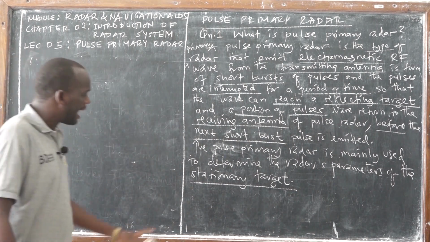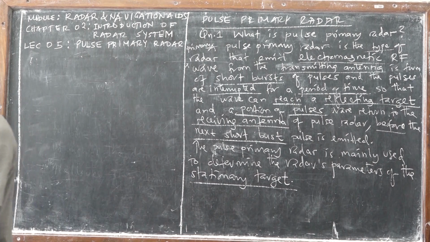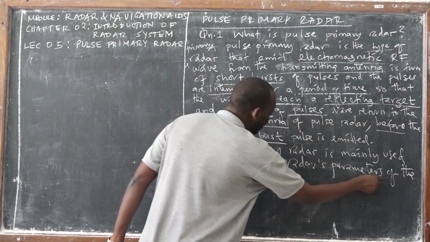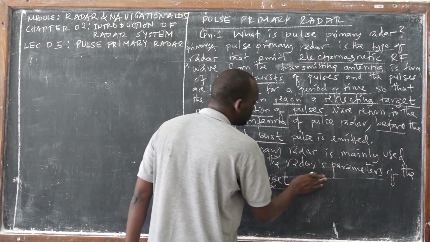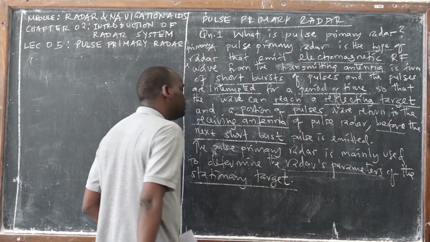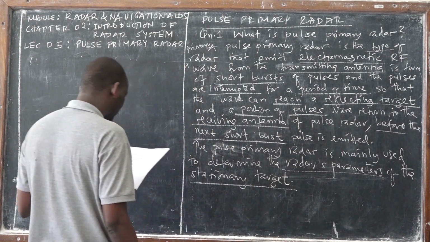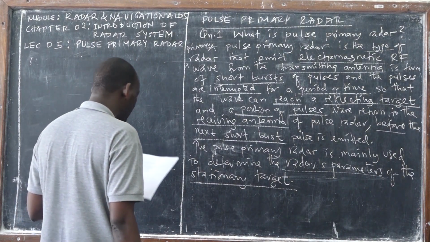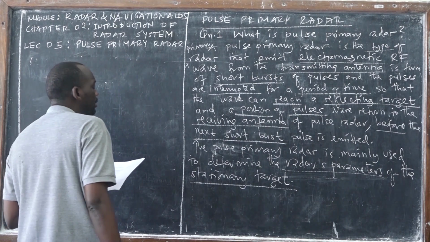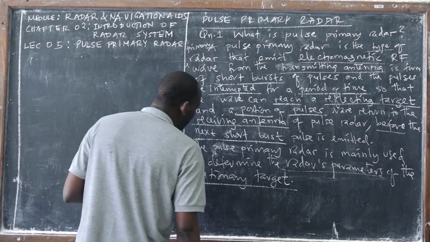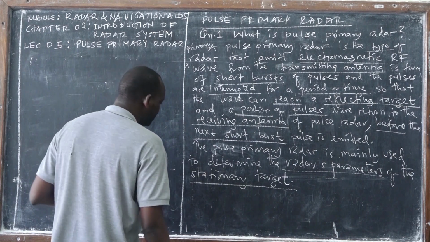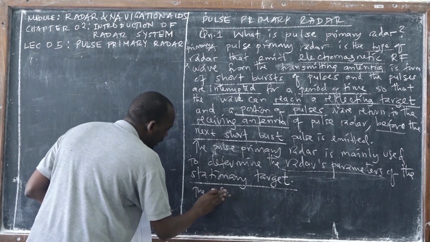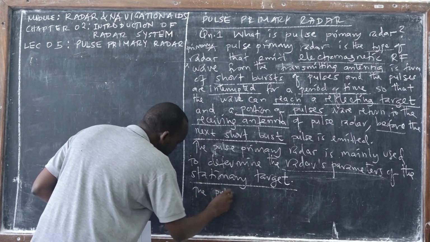Okay? We have stationary targets and moving targets. So the pulse primary radar is good in determining the radar parameters. How many radar parameters do you have? Four. The first one? Range. The second one? Radial velocity. The third one? Elevation. The fourth one? Azimuth. Okay.